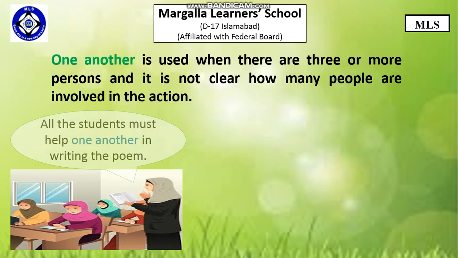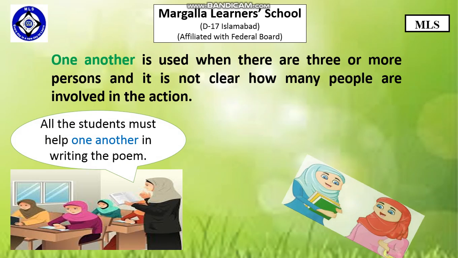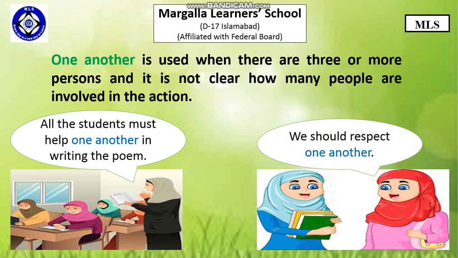The first one is all the students must help one another in writing the poem. This example shows that the number of students are not clear. There might be more than 3 students. Let's look at another example. We should respect one another.